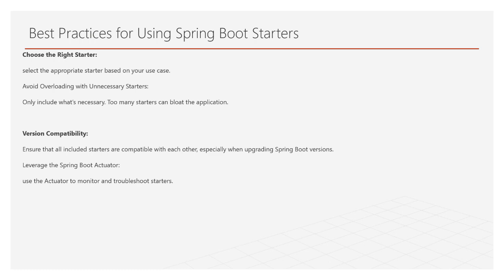There should always be a version compatibility check. You have to always ensure that all the starter dependencies are compatible with each other, especially when you are upgrading major versions, let's say Spring Boot from 2 to 3 or 3 to 4, like a future version. You have to always look out for the versions, right? So you have to take advantage of the actuator framework, where you can monitor and troubleshoot your beans and how your application is behaving.